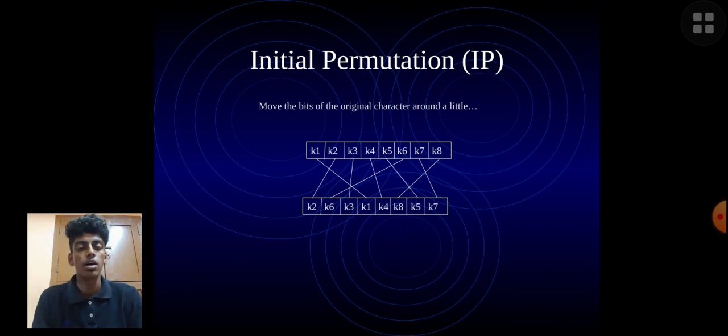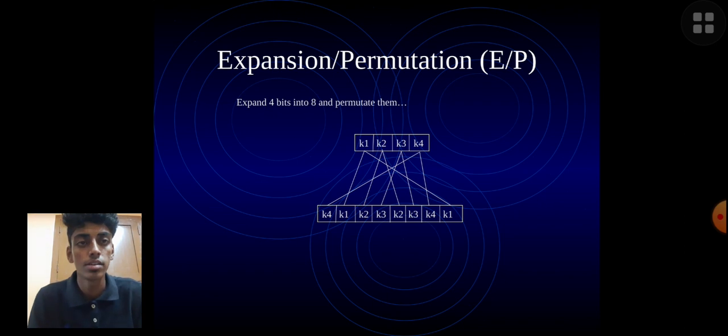First we see how to do IP, EP, S0 and S1. The next one is EP. EP takes an input of 4 bits and gives an output of 8 bits. It expands 4 bits into 8 bits.